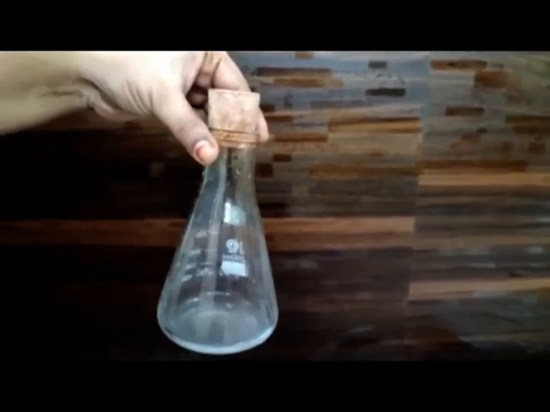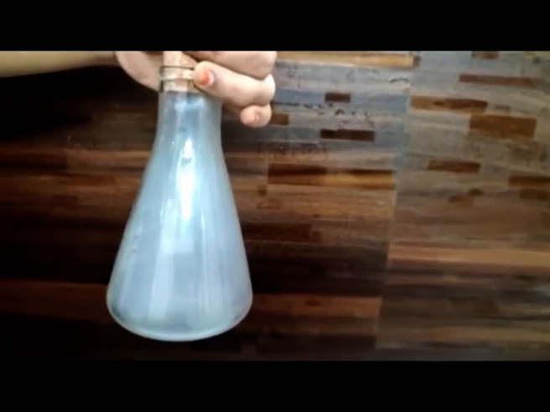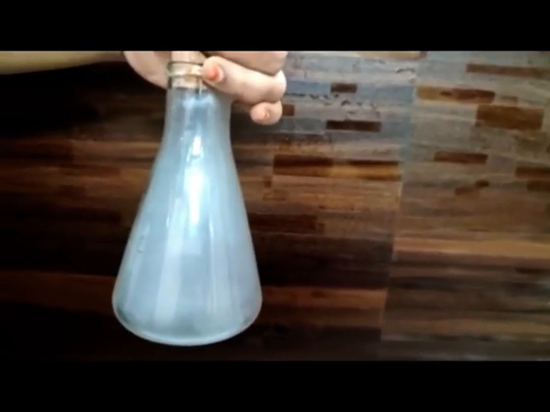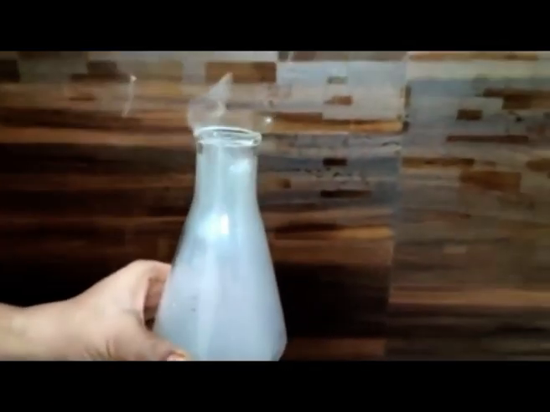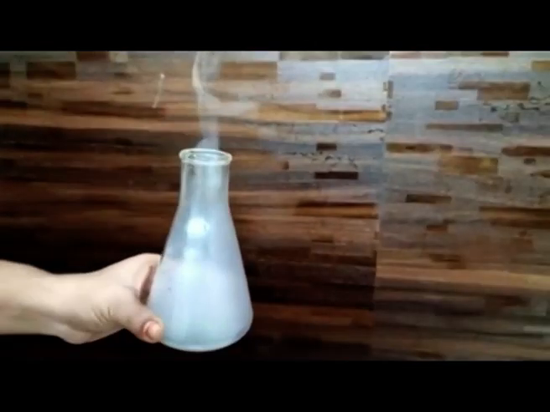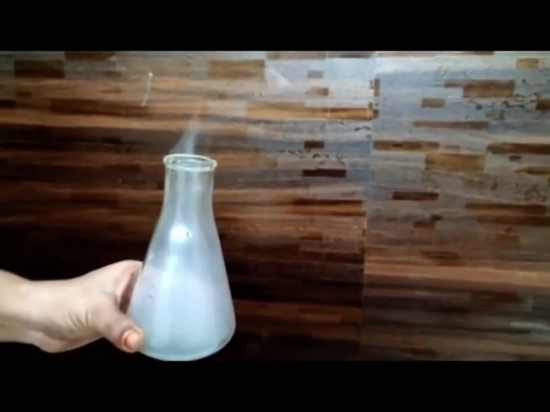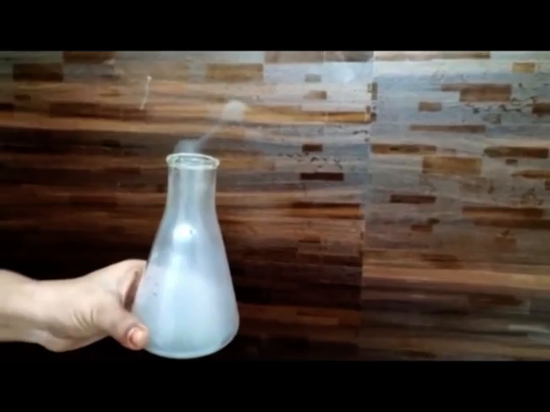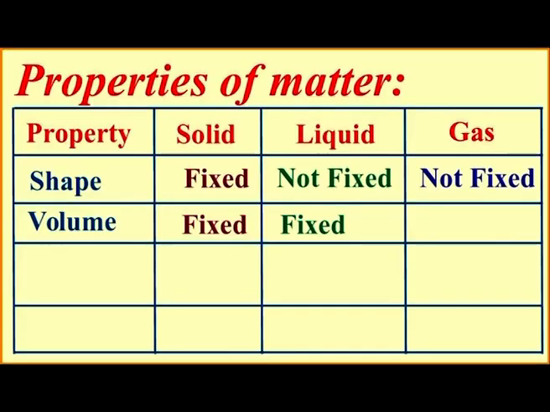My dear children, let us collect the incense stick fumes in a conical flask. Are you observing, my dear children? The fumes are spreading inside the conical flask. What is the volume of the fumes now, my dear children? Very good. The volume of the fumes is equal to the volume of the conical flask. My dear children, now slowly remove the cork. What do you observe, my dear children? The fumes are moving out of the conical flask. That means the volume of the fumes is changing. So we can confirm that gases do not have a fixed volume.